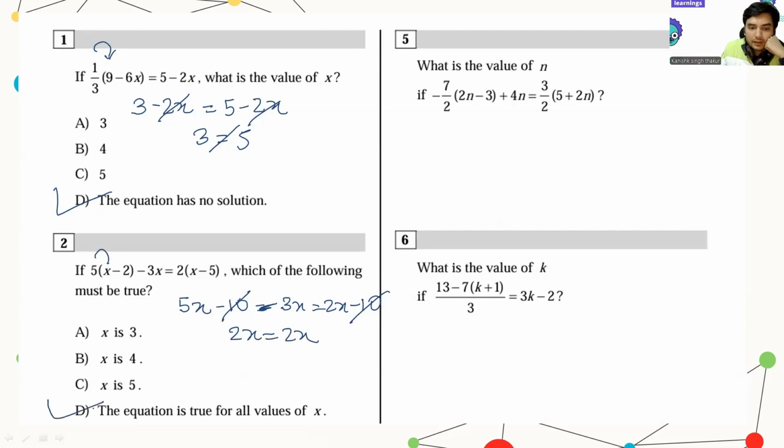Yeah, it is an identity, right? Because it is true. You have to find the value of n. You have variables on both sides. How will you find it? Keep all the variables on one side and all other terms on the other side. You'll find the solution.